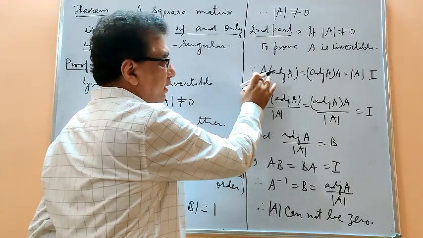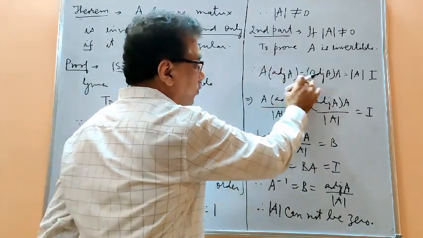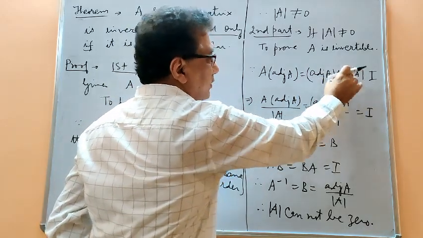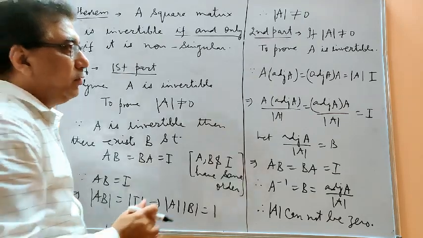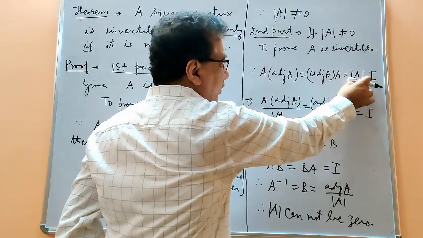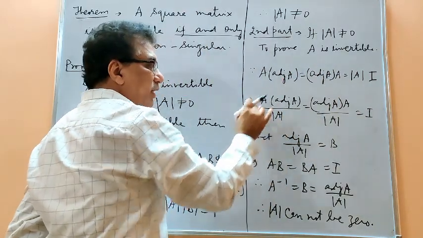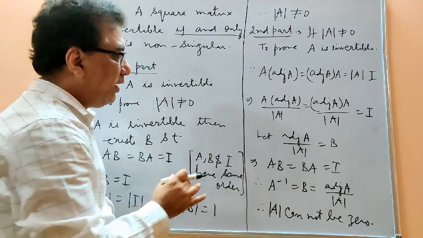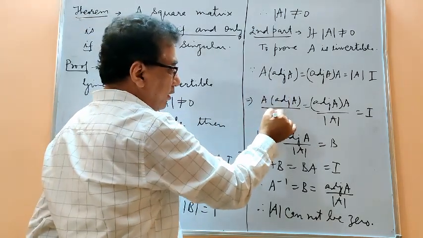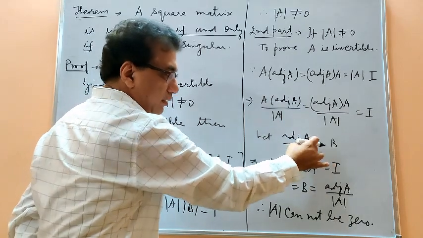We know that if we multiply any matrix by its adjoint, whether pre or post, the result is always determinant A times the identity matrix. Now determinant A is a real number, so I have divided all sides by determinant A, and we get this type of equality here. Now if I take adjoint A by determinant A as B, that I have written here.